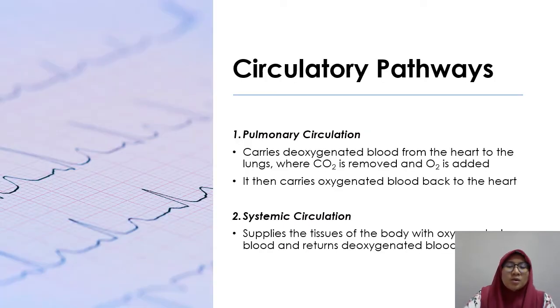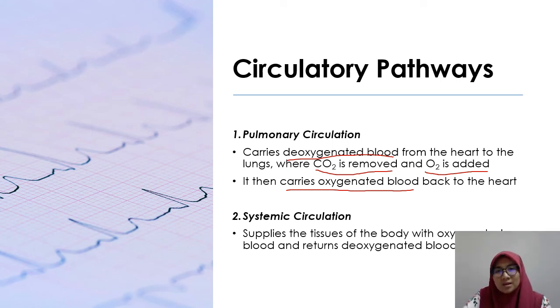Alright, circulatory pathways. Okay, it has two circulatory pathways. One is pulmonary circulation, which carries deoxygenated blood. Okay, carries deoxygenated blood from the heart to the lungs. So maksudnya blood tu dia membawa, circulation tu, it carries blood from the heart to the lungs, where carbon dioxide is removed and oxygen is added. And then it carries back oxygenated blood back to the heart. So namanya pulmonary circulation. So dia hanyalah circulate between heart and lung sahaja.